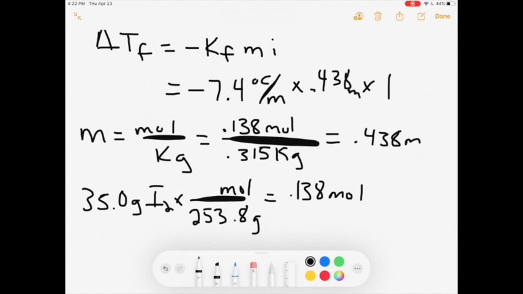Okay, and I solve for that. I'm just going to put it down here because I'm out of room. So we're going to take negative 7.4 times 0.438 times 1. And that gives me a negative 3.24 degrees Celsius. So it is going to decrease my freezing point by 3.24 degrees.